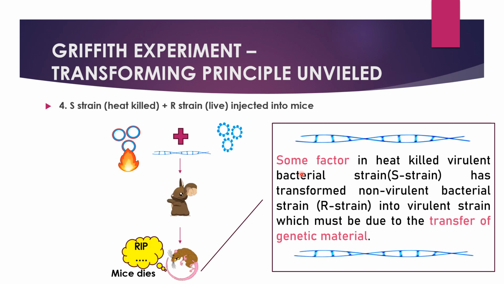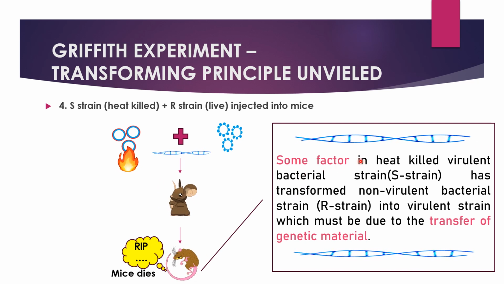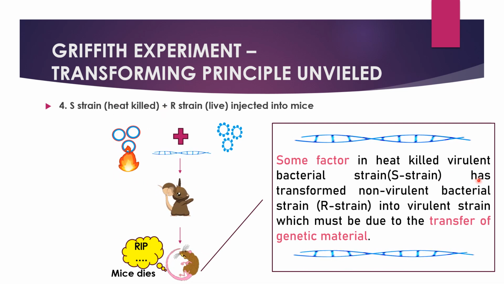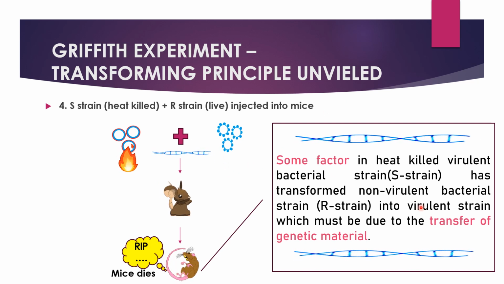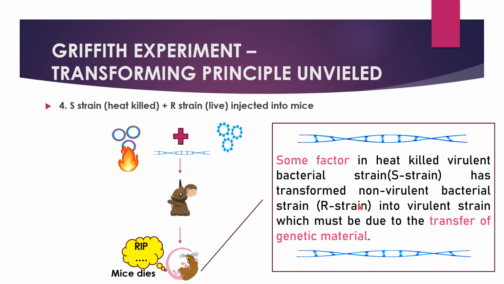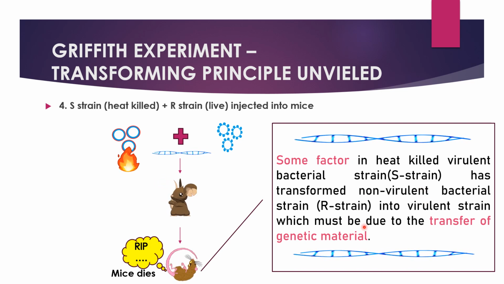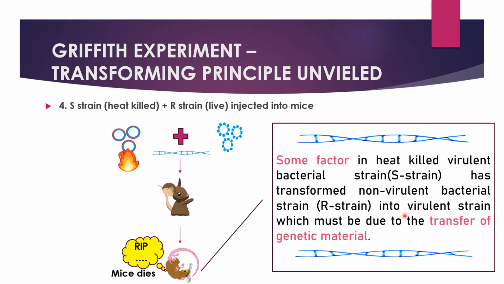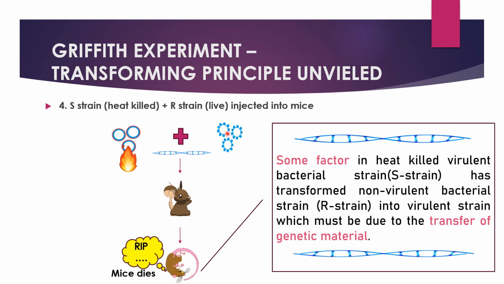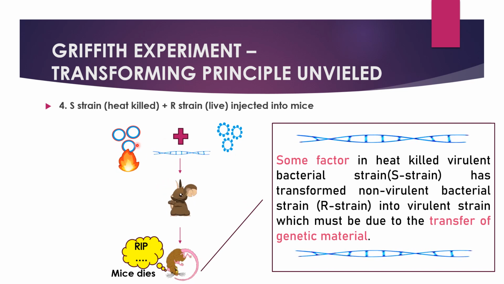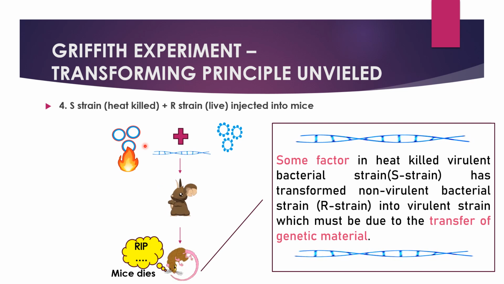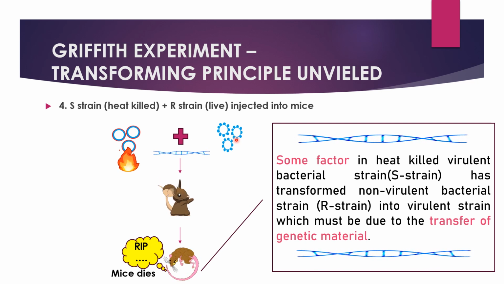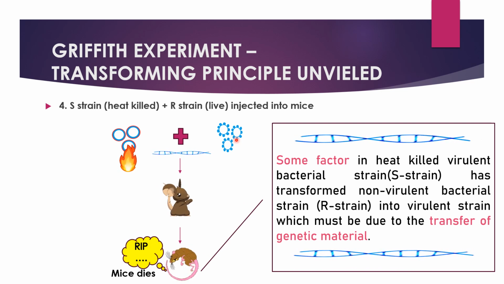It was concluded through this experiment that some factor in this heat-killed virulent strain, the S strain, could have transformed the R type, the non-virulent bacterial strain, into the virulent strain, which must be due to the transfer of genetic material. So the non-virulent R strain has gained virulence via some factor which has been transferred from the S strain to the R strain. So this is how the transforming principle was unveiled.